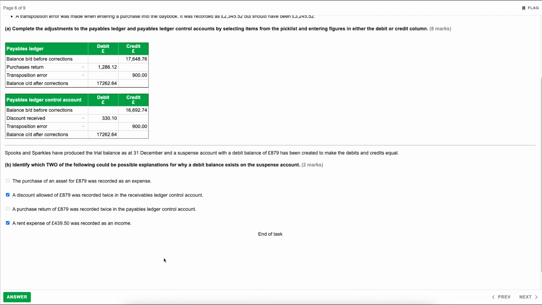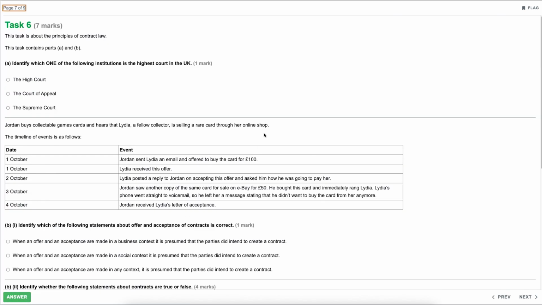Let's now move on to task 6. Task 6 is worth 7 marks and is about the principles of contract law. This task contains part A and B. Part A, identify which one of the following institutions is the highest court in the UK for 1 mark. So we've got 3 options. We've got the High Court, the Court of Appeal and the Supreme Court. So hopefully this is one that you have read within your textbooks. And the highest court in the UK is the Supreme Court.